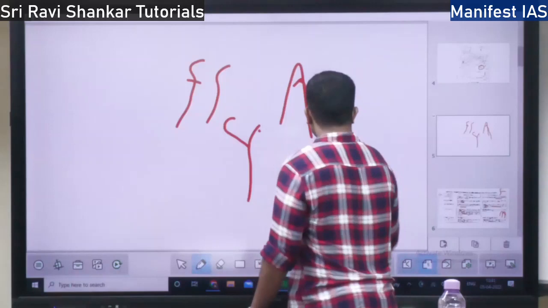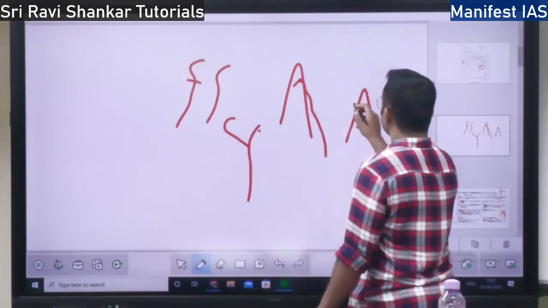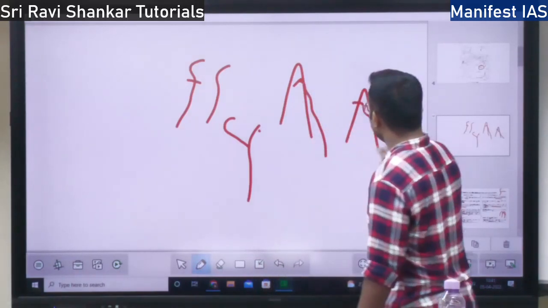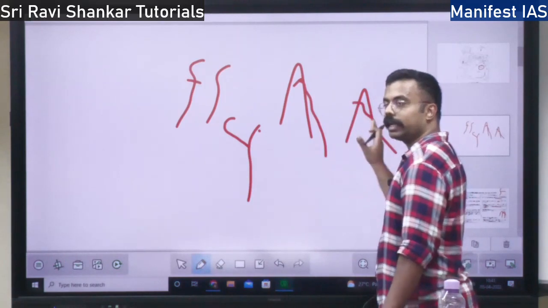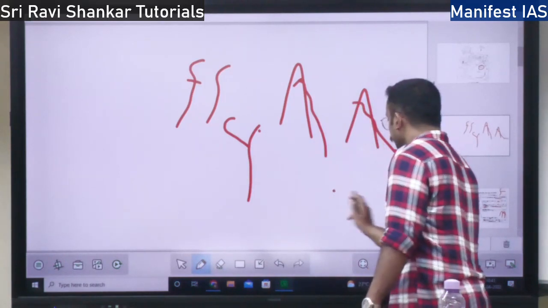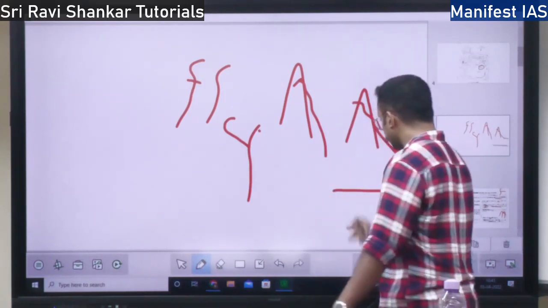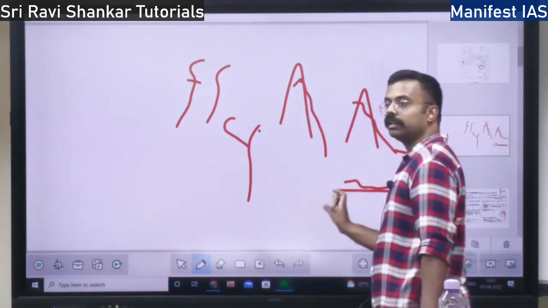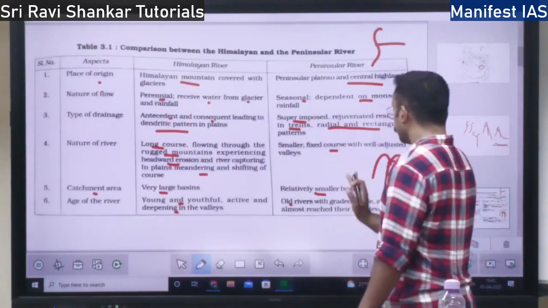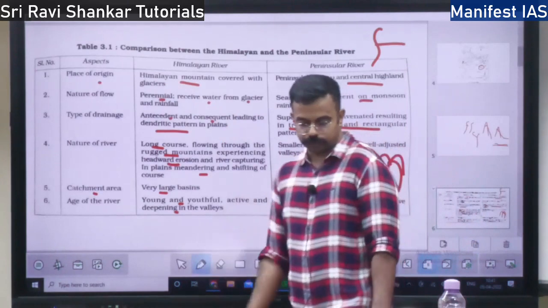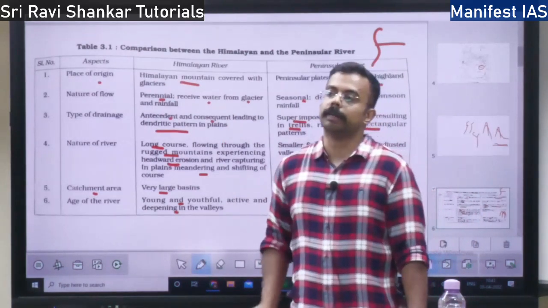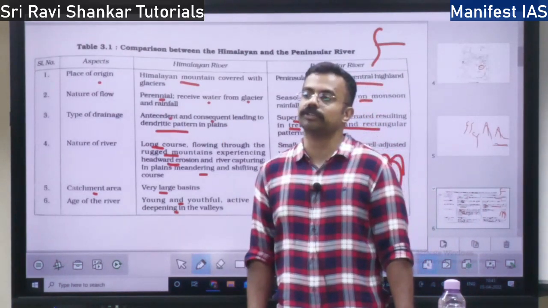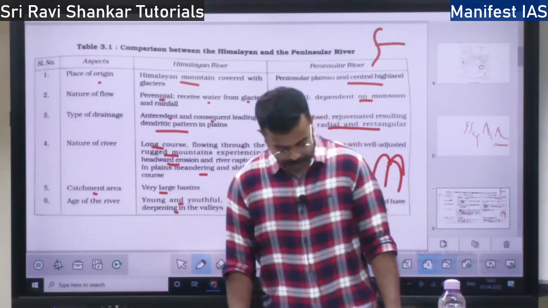Reaching the base level, that is, let's say if the mountain is there, if a river is flowing like this, this mountain will be getting eroded and it will become flat. That is, the river has reached the base level. So that you will find in the peninsular system. This is the difference between the Himalayan river system as well as the peninsular river system, right?